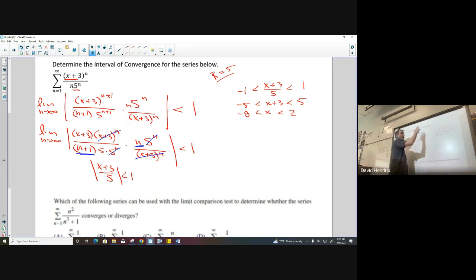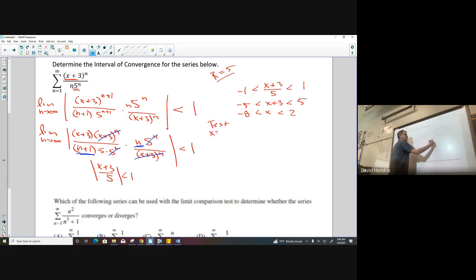Now, sometimes the question just asks for the radius, and it would be 5. Sometimes it's going to ask you for the actual interval of convergence. The ratio test is inconclusive if you do a ratio test and it equals 1. That could be a piece of information that shows up in a multiple choice question also, right? And so in this case, we need to test the endpoints. We have to test both endpoints.